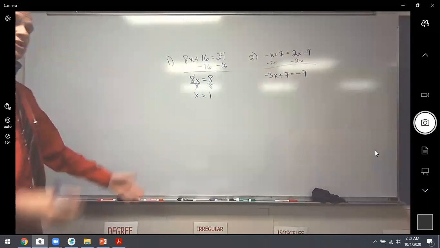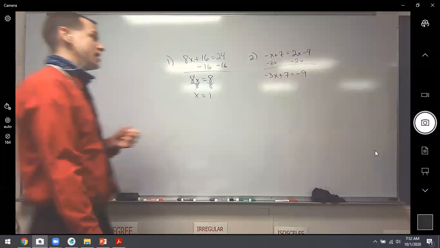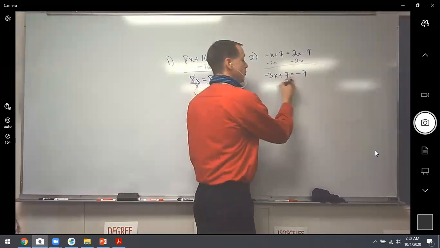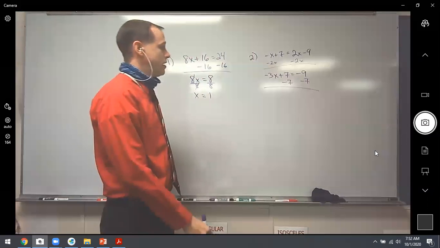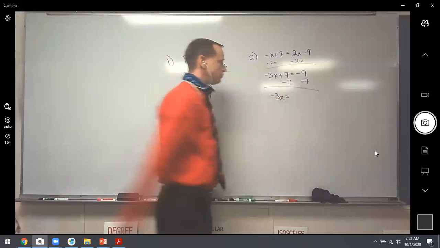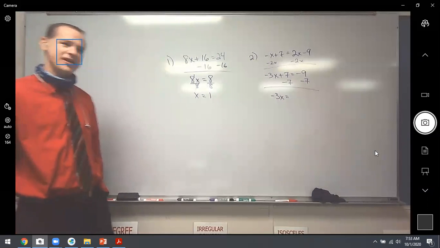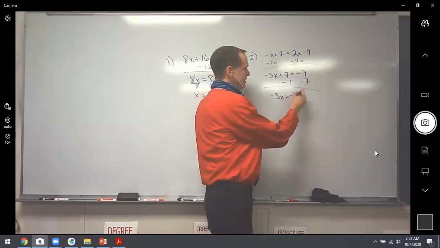Now, if I'm choosing to put all the x's on one side, I better put all the other stuff, all the numbers, on the other side. So we got to move this 7 to the right side. It's a plus 7. We'll undo that with a minus 7 on both sides. And we're left with negative 3x. Over on the right, negative 9 minus 7. Anybody got that for me? Negative 16. I'm down with that.